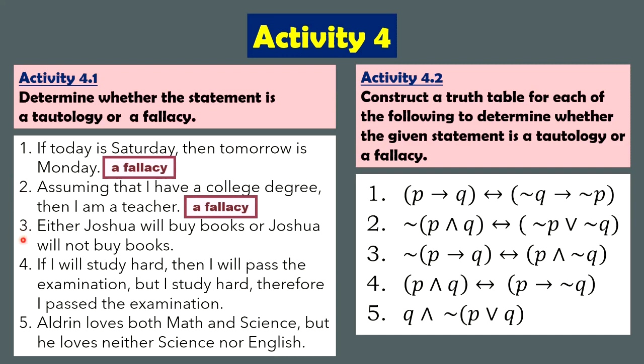Yung number 3, kung gusto nyong i-prove, kapareho ito nung ating today is Monday or today is not Monday. Remember that? Okay, you may want to create the truth table, and this one is a tautology. Etong number 4, balikan ninyo yung activity number 2. Kapareho nito yung example number 1 natin, and this one is a tautology.